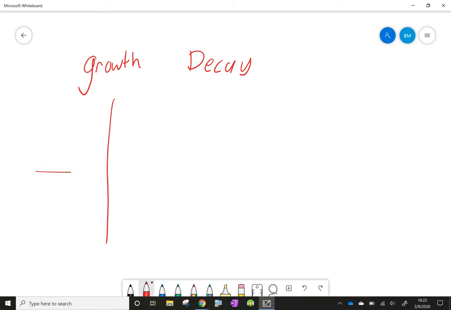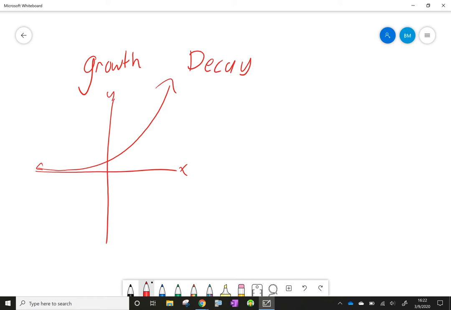Okay, so looking at exponential functions, we have mainly two types of exponential functions. We have growth and we have decay. Now, visually, they're very easy to tell apart. A growth function will be increasing from left to right, and it would look something like this graph.